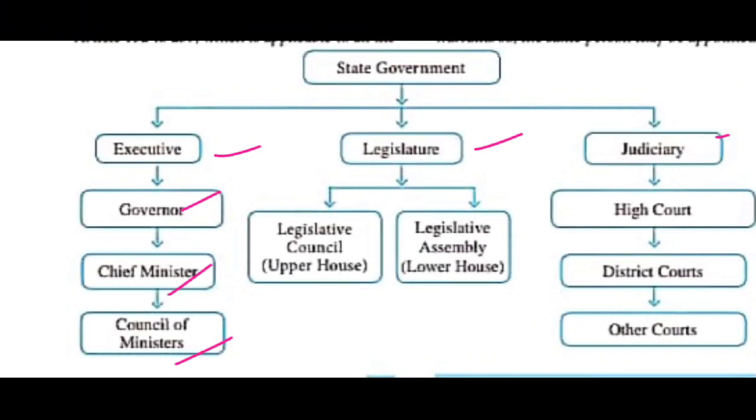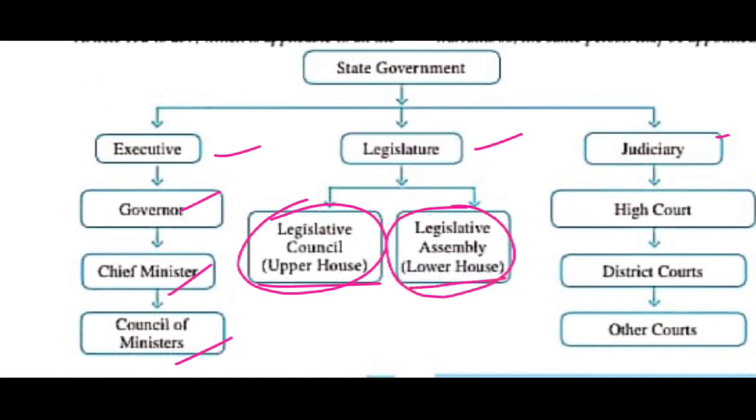Under the legislature, there are two houses in the state government. What are they? The Legislative Council and the Legislative Assembly. The Legislative Council is otherwise called the upper house. The Legislative Assembly is otherwise called the lower house.